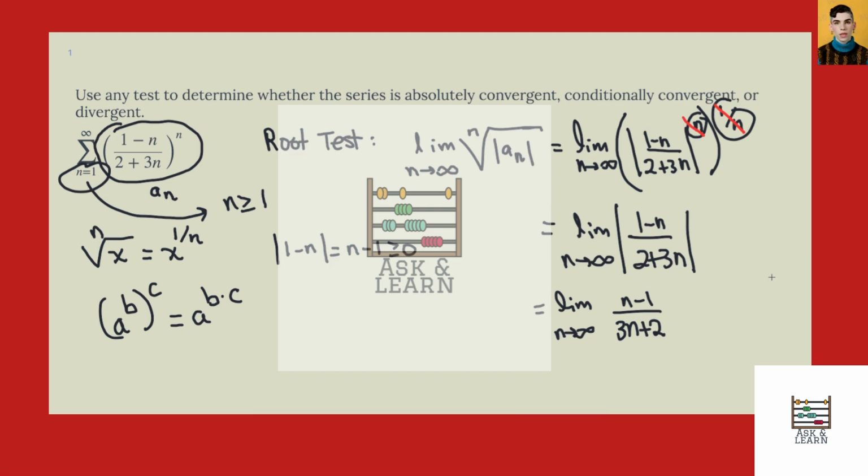And if it helps you, you can replace the n with the x at this point and use L'Hopital's rule to take the limit. In either case, you see that this limit will be 1 over 3. This is less than 1, so we conclude that the series converges. And that's by the root test, and that's our final answer.